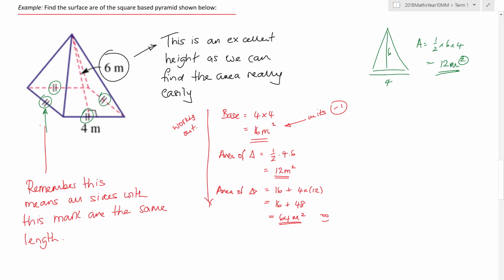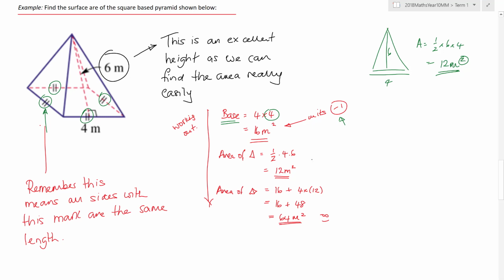And this is what's happened with my working out. Here is my base. I knew one side was 4, so I multiplied it by 4 to give me 16 meters squared. Now, in an exam, if you miss units, they actually knock you marks off. So try not to miss the units.